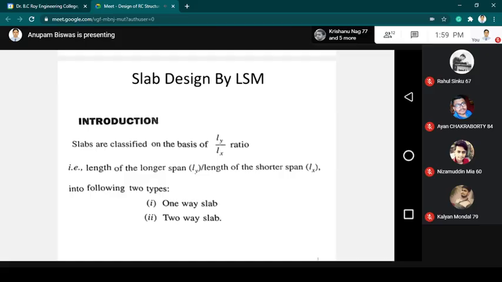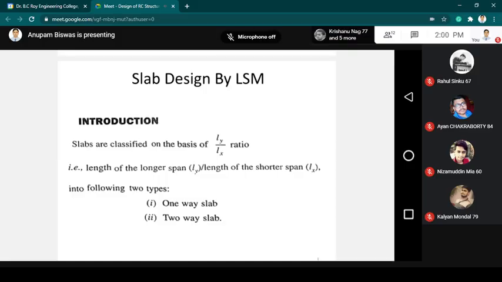So the ratio of Ly to Lx gives us different types of slab. That is one-way slab and two-way slab. So we basically have these two types of classification, two types of slab that we find based on their dimensions.